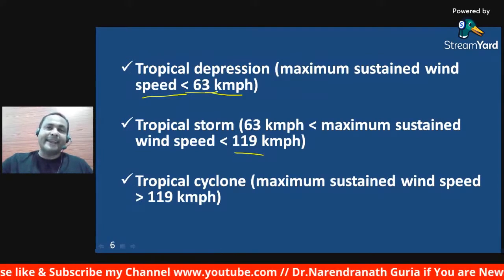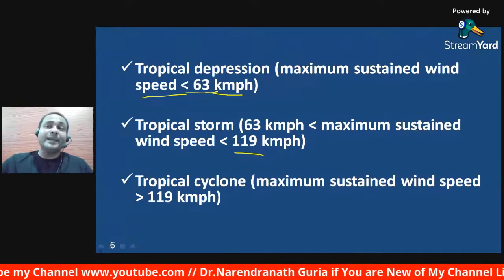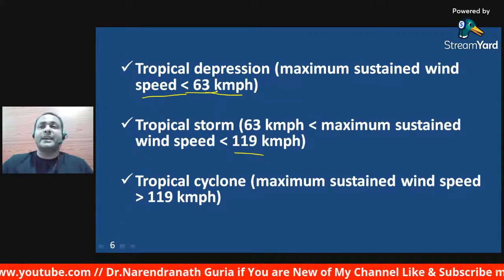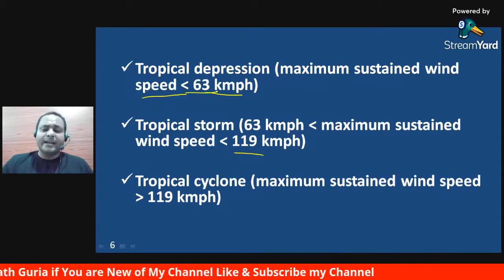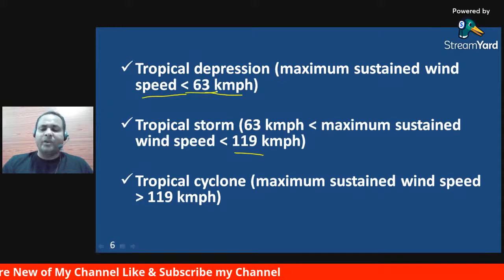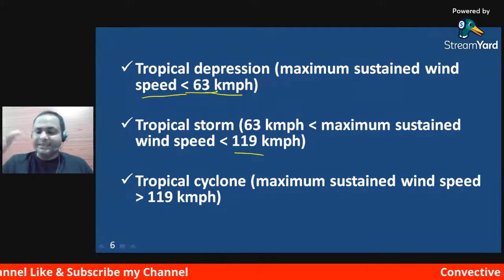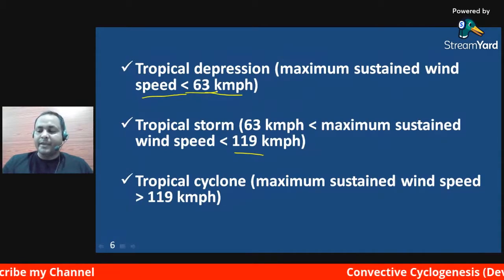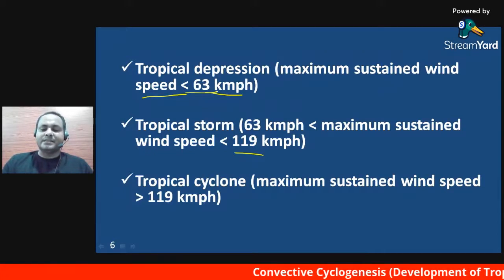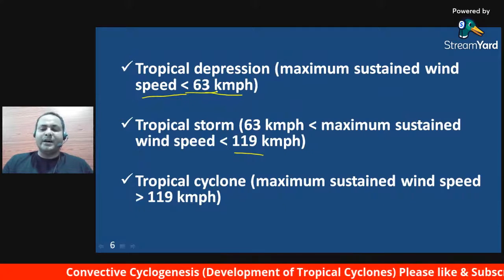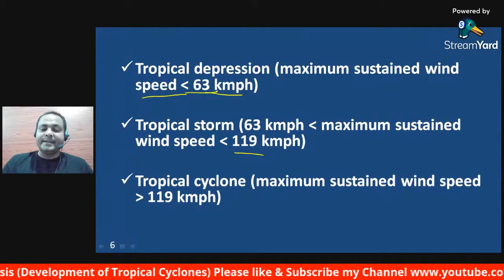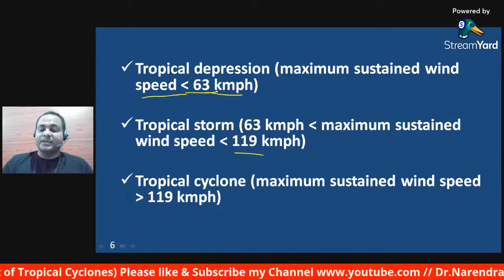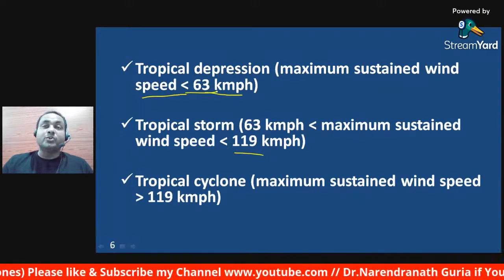And also their second point is very important. Tropical storm, basically, is 63 km to 119 km maximum sustained wind speed, when the tropical depression develops into a tropical storm. When the cyclonic circulation becomes more organized and the maximum sustained winds are above 63 km but below 119 km per hour, at this point the distinctive cyclone shape starts, although the eye is not usually present.